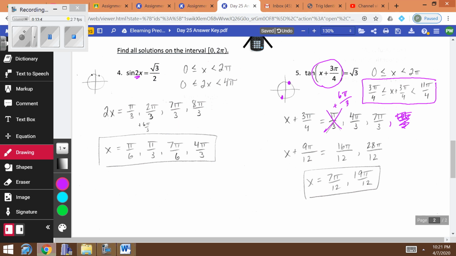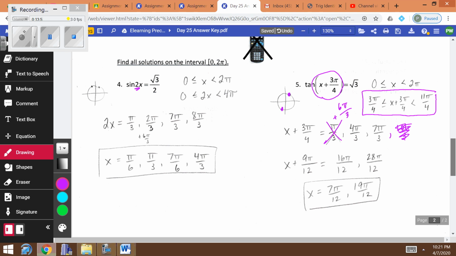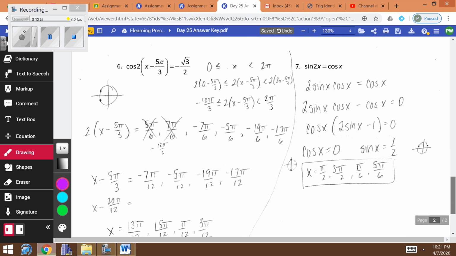This is just me getting common denominators, a common denominator of 12. So when we subtract 9 pi over 12, we get our two answers there. Okay, so kind of similar. Then finally, number 6 and 7 here.